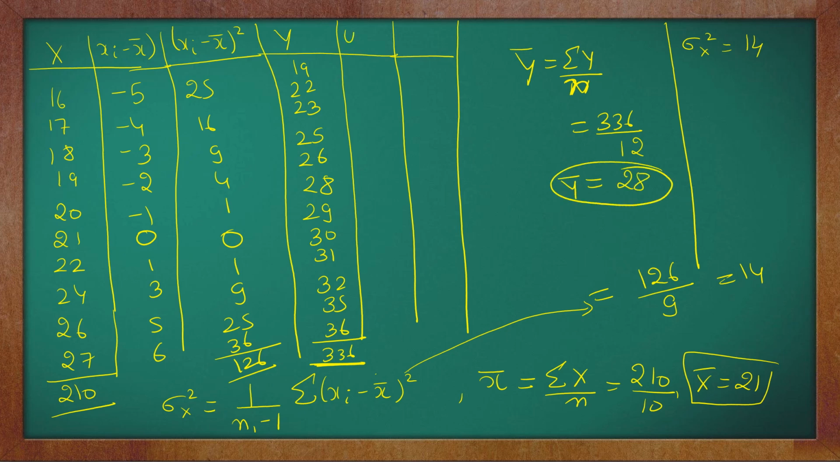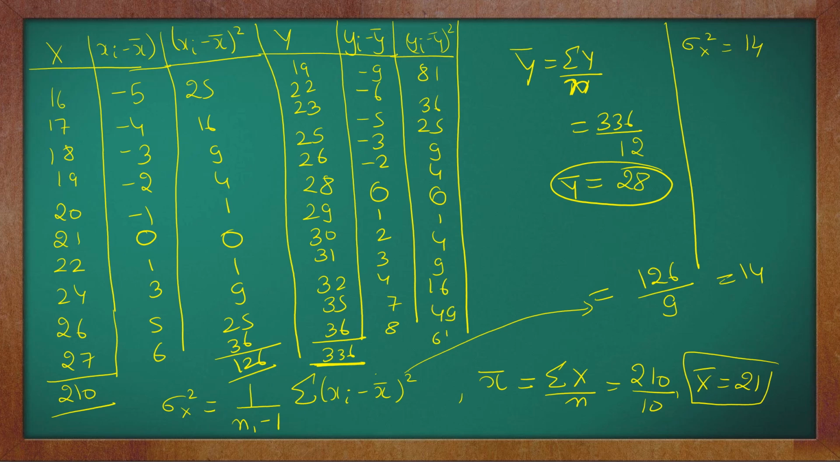Now, what I need to calculate is yi minus y bar. 19 minus 28, you will get minus 9, then minus 6, minus 5, minus 3, minus 2, 0, 1, 2, 3, 4, 7, and 8. Now yi minus y bar whole square: 81, 36, 25, 9, 4, 0, 1, 4, 9, 16, 49, and 64.